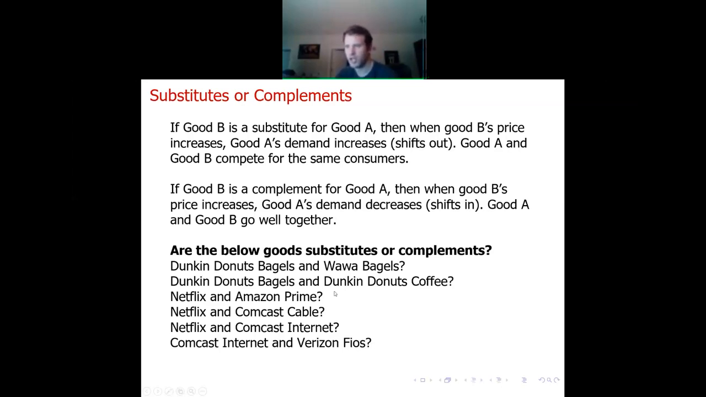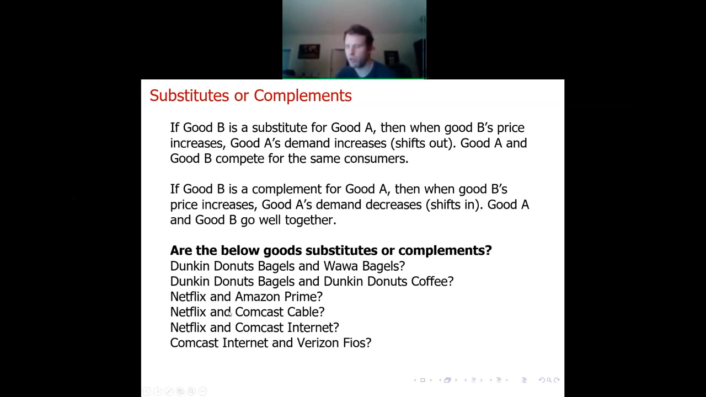Okay, Dunkin' Donuts bagels and Dunkin' Donuts coffee, those should be complements. I would go to Dunkin' Donuts. I might buy both at the same time. So if Dunkin' Donuts raised its price of coffee, I might go to Starbucks. So Dunkin' Donuts bagels, even though their prices didn't change, should see a decrease in demand. Netflix and Amazon Prime. So Netflix and Amazon Prime are substitutes. If Amazon Prime increases its price, I would consume more Netflix. I would be more likely to subscribe to Netflix.